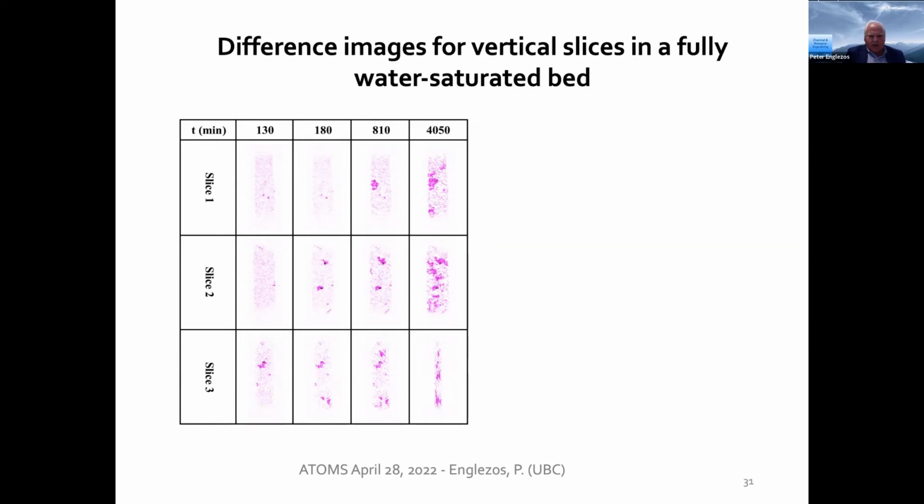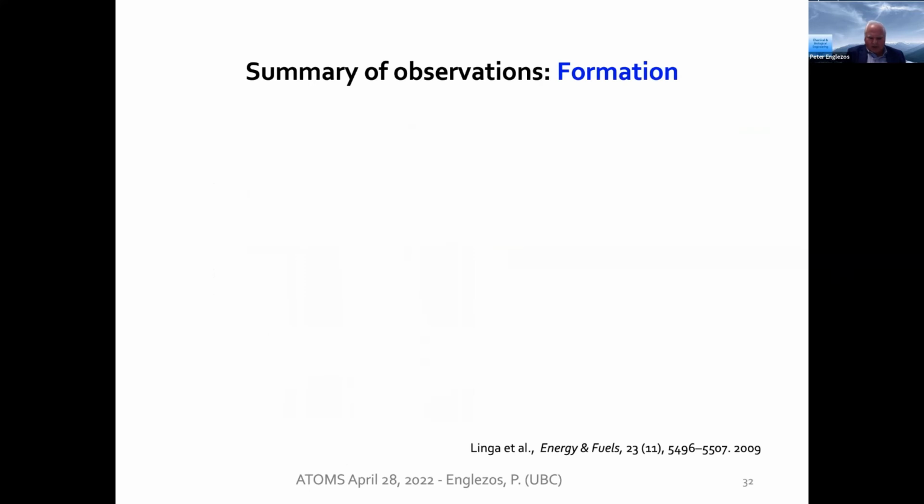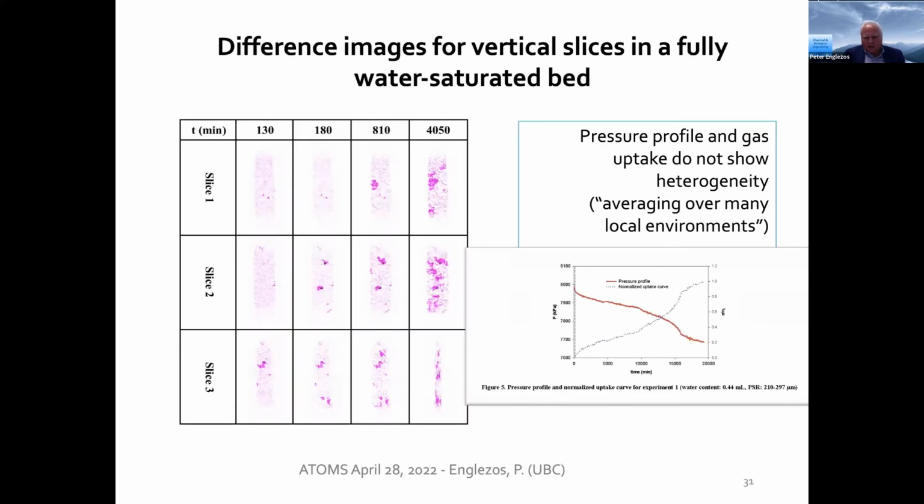What was interesting in this one is that we also monitored the pressure drop, which you can convert into a normalized uptake curve, and you can see this is a smooth kind of curve. It doesn't show the heterogeneity because it really represents averaging over many local environments. So if you're looking to model hydrates with a gas uptake curve, which is the normal approach when we do stirred vessel type experiments, it is not necessarily representative of what would happen in a situation where there is multiplicity of nucleation and growth.